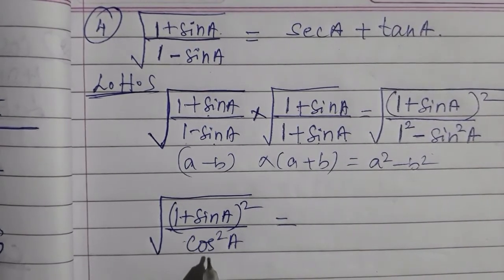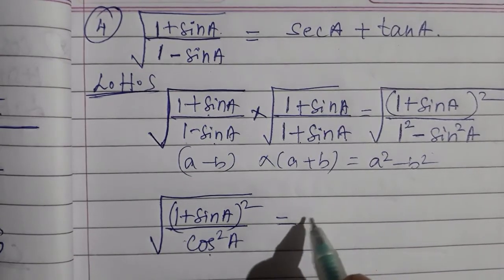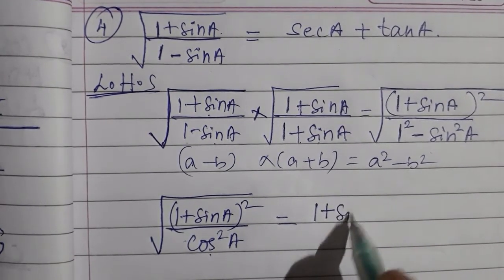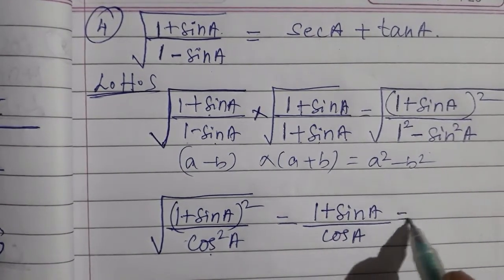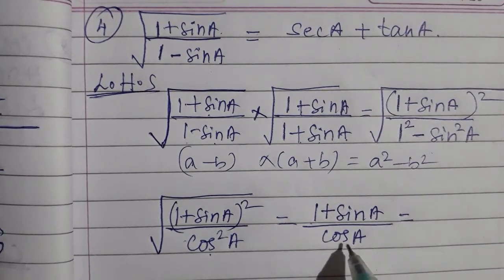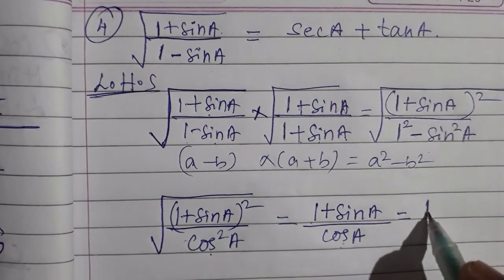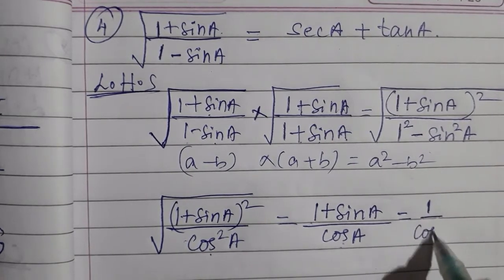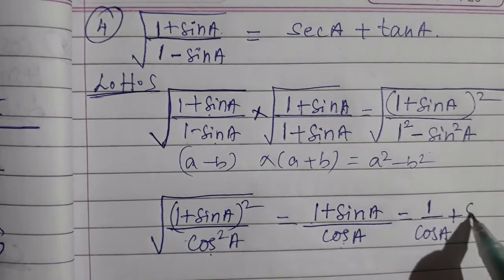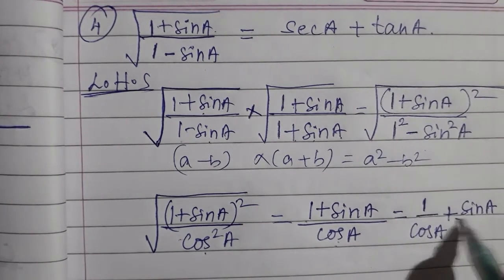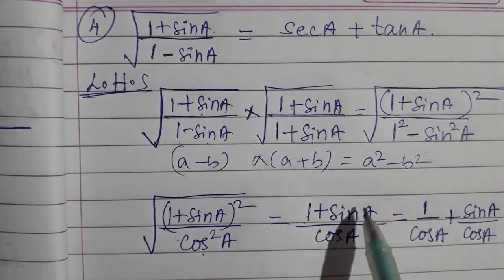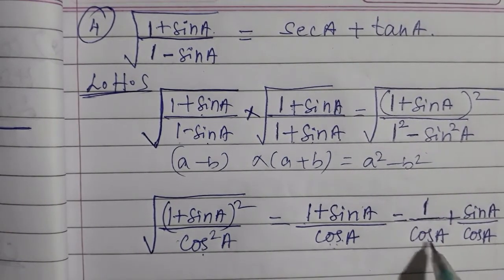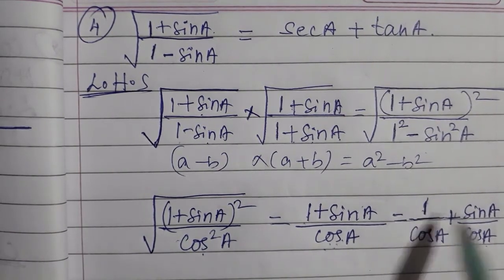Now this is also a perfect square. So definitely when it comes out of the root, it will become 1 plus sin A by cos A. Now this cos belongs to the denominator of 1, and this cos belongs to the denominator of sin. So that is what I am writing: 1 by cos A plus sin A by cos A. Denominators are the same, so you write cos A and add the numerators.